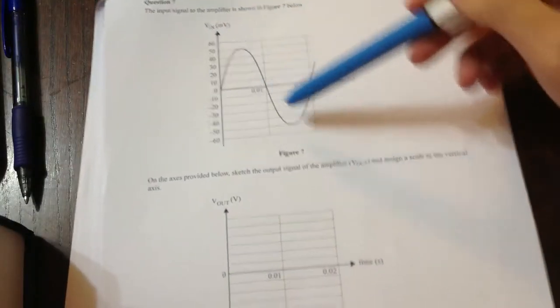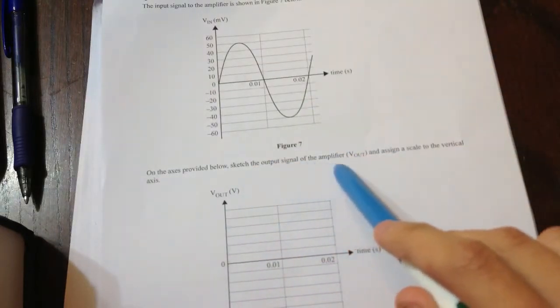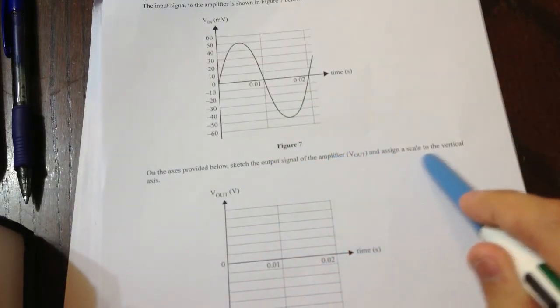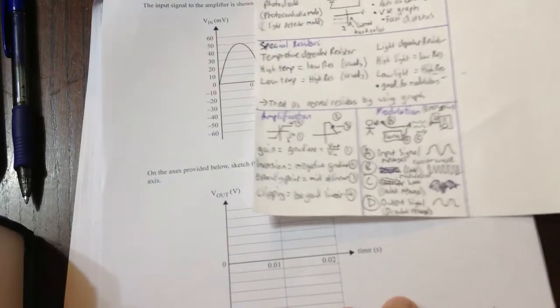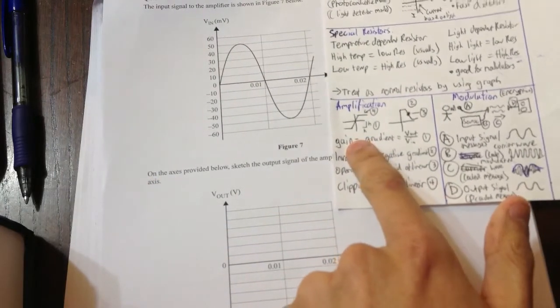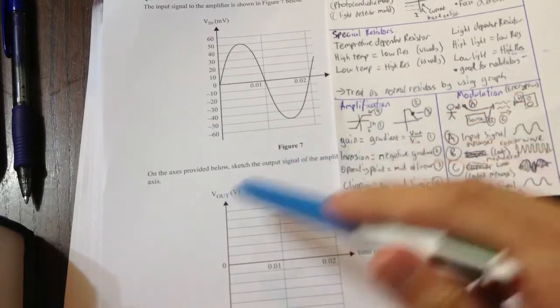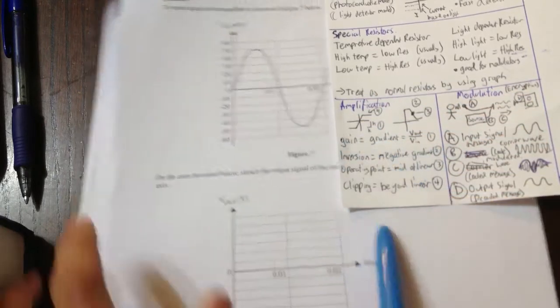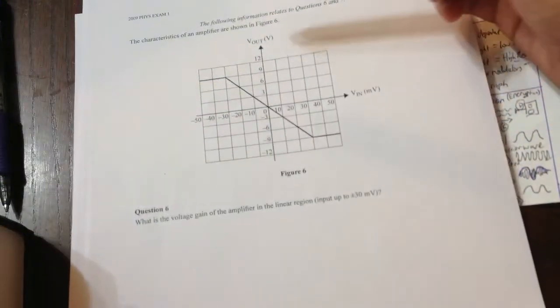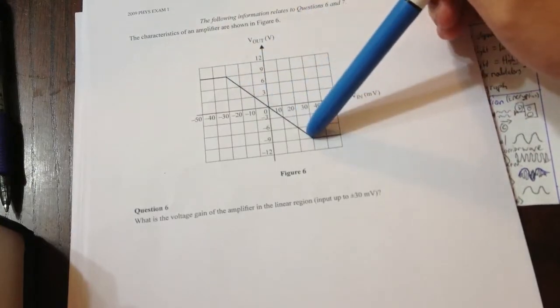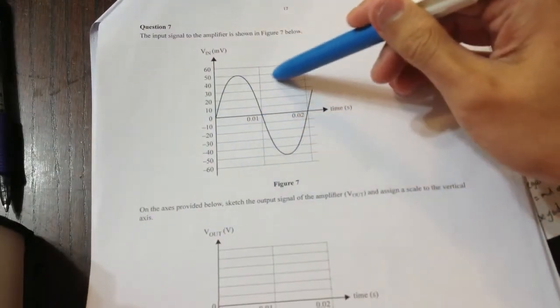Input signal. So sketch the output signal of the amplifier and associate a scale to the vertical axis. So the key things we need to know about the amplifier is first its gain. So we already had that from before. Is it inverted? Inversion and clipping are the most important in drawing it. So it is inverted. Okay? So if it's inverted, our diagram is going to go upside down.